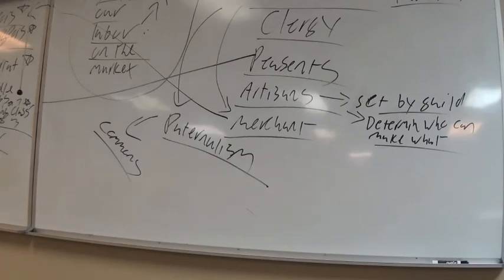Does anybody know what's happening right now in terms of the class structure in the United States? Becoming more separated. Yeah, so we talked about social stratification, and in a lot of ways, this is a different way of describing social stratification. There's one class in particular that looks like it's disappearing from the United States right now. Does anybody know what class that is? It's this one. It's the middle class.